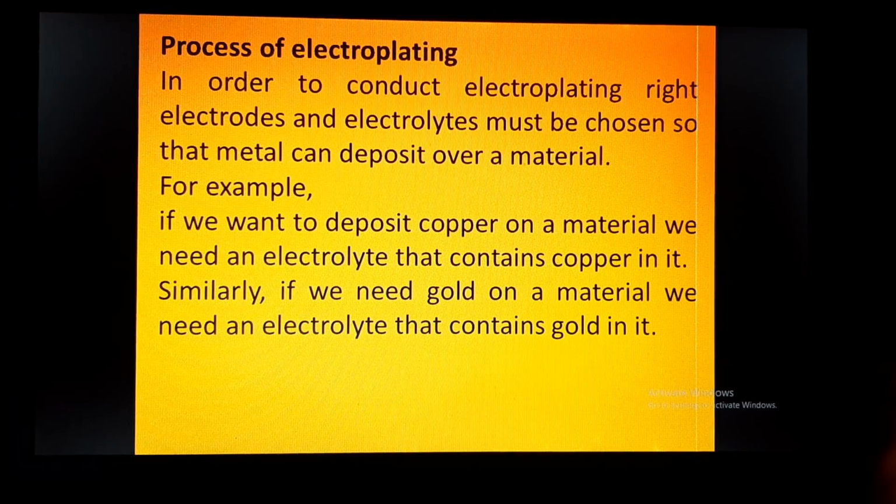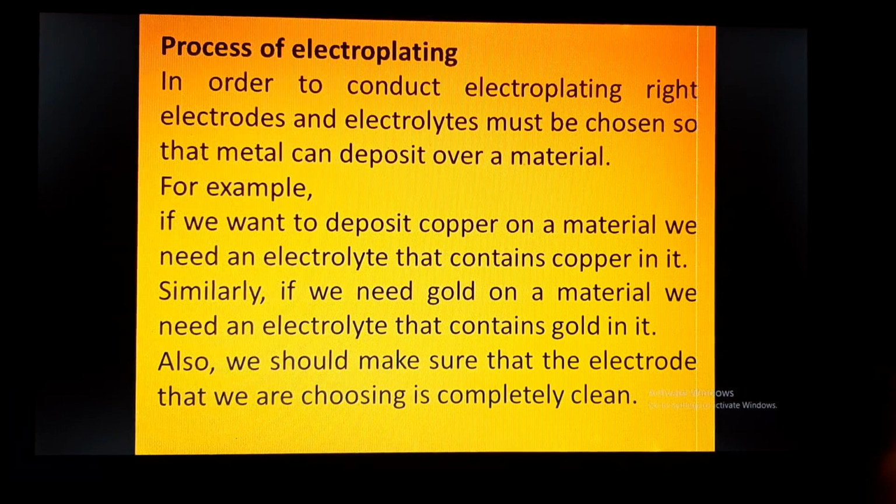Similarly, if you need gold on a material, then the electrolyte will be of gold. So one electrode will be of gold, and the other electrode, for example, is of silver. So if you want to electroplate gold on silver, what do you do? One electrode of silver, one electrode of gold, and an electrolyte of gold. So whichever material you want to deposit, the electrolyte will be of that material.